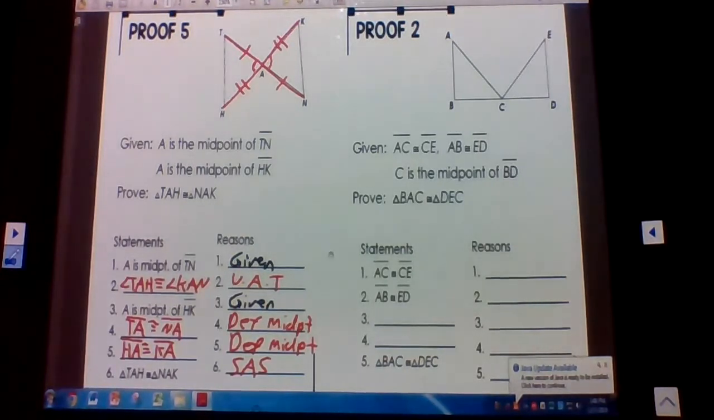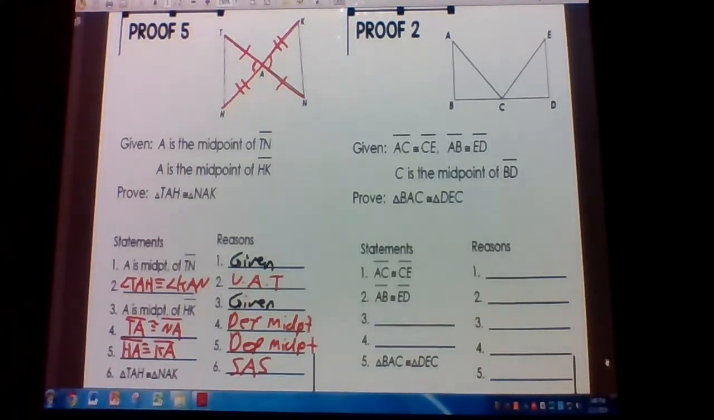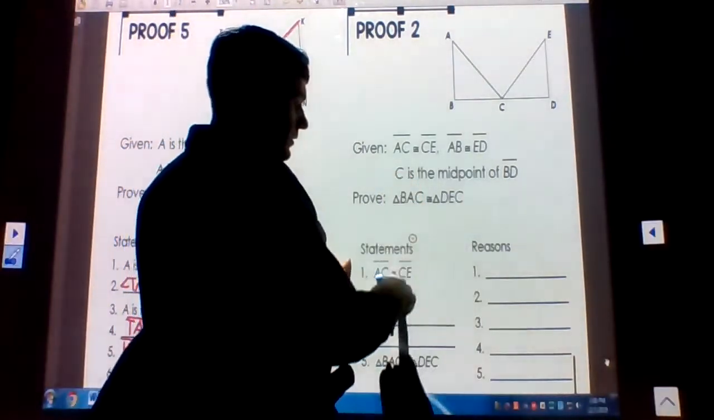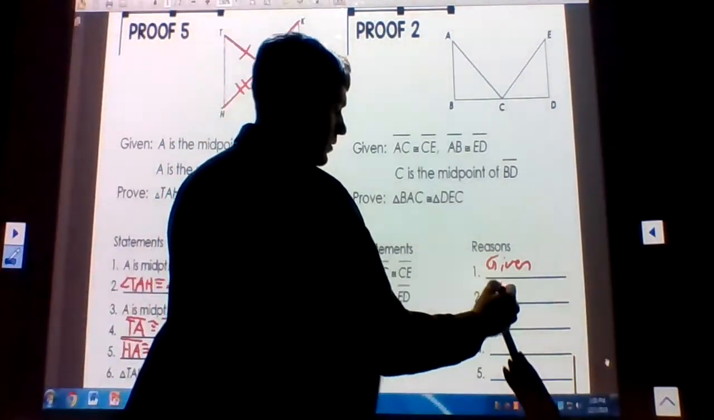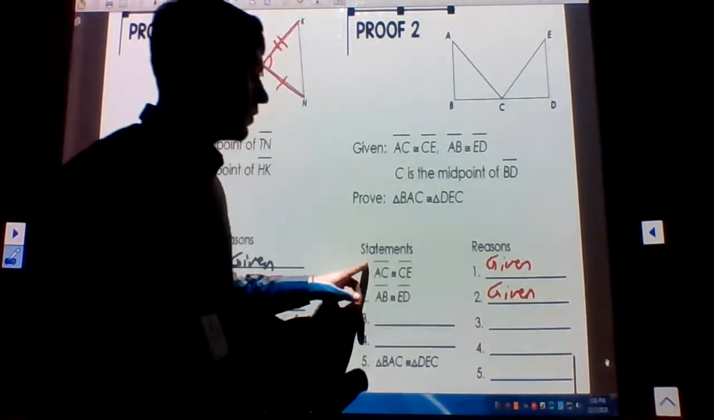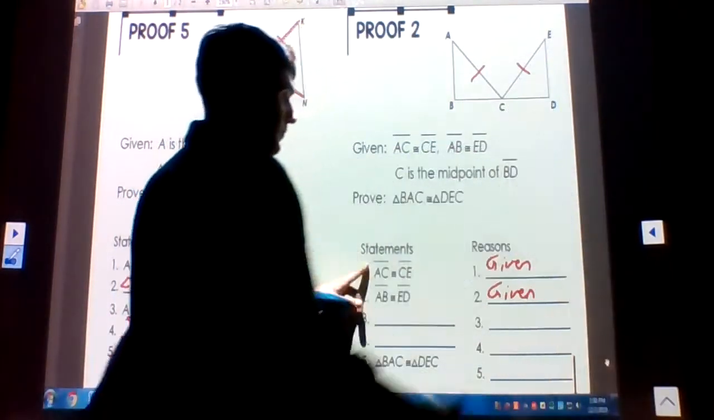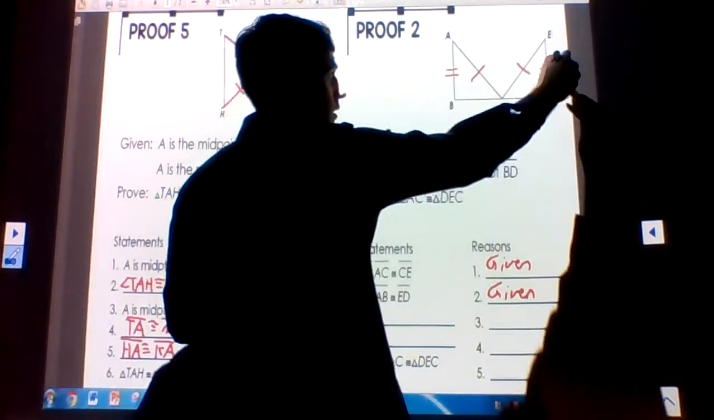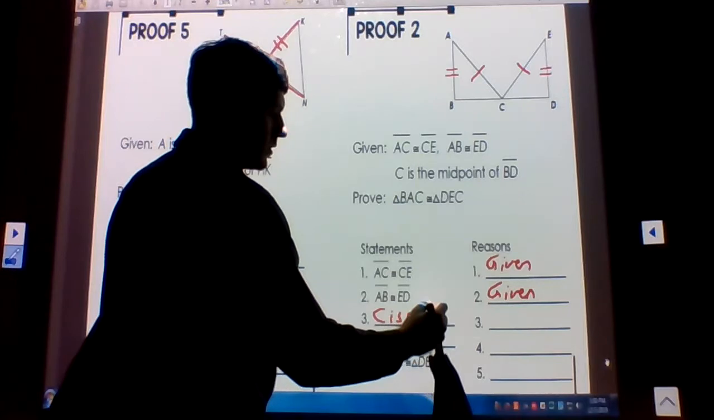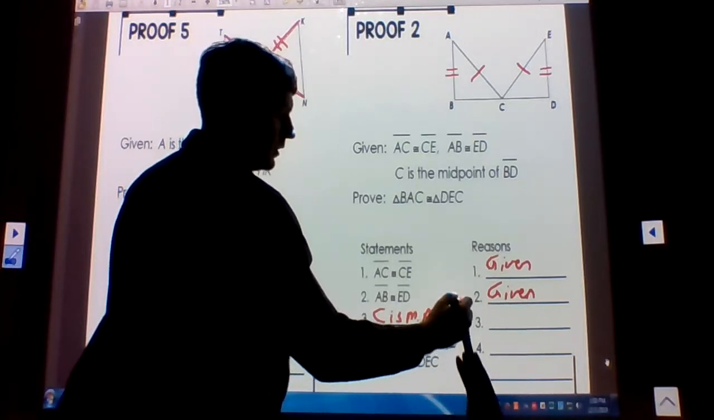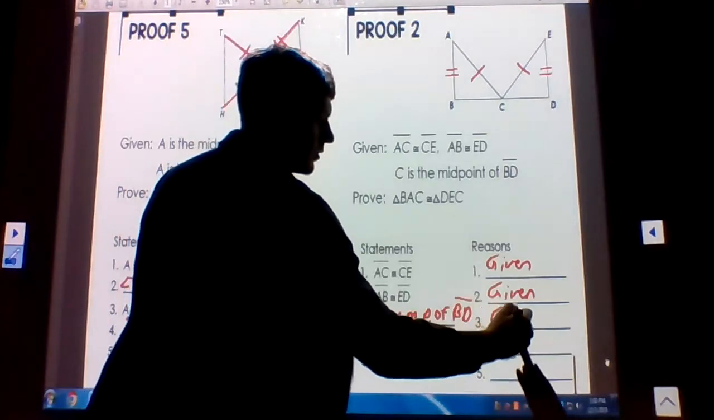The second one then, this is very similar. So we have 3 givens. Okay, 3 givens for this one. AC is congruent to CE is given. AB is congruent to ED is given. Okay, let's fill those in. So AC is congruent to CE, and AB is congruent to ED. Okay, the third thing we have is C is the midpoint of BD. Okay, that's also given.